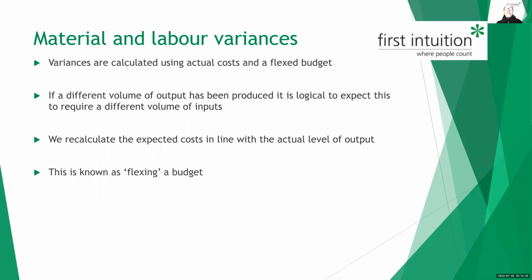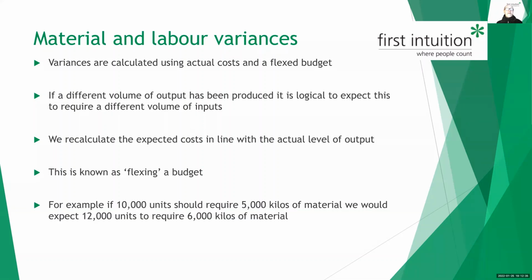We call that flexing. So if 10,000 units should require 5,000 kilos, for 12,000 units we'd expect to use 6,000. You know, if our factory manager actually used 5,500, you wouldn't say, well, we budgeted for you to use 5,000. How have you wasted it? We'd say, well done, you've produced a lot more units and you've used less material than expected, which might be good news, but we'll come back to that.